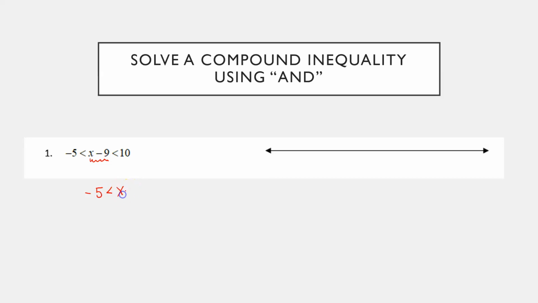What you want to do is get your variable alone in the center of the two signs. So I want to get that 9 out of there, that negative 9. So I'm going to add 9, but I'm going to do it to both sides of the inequality. So it's gone from the center. I have negative 5 plus 9, which is 4. And then I have 10 plus 9, which is 19. Keep the signs the same. No flipping is happening.